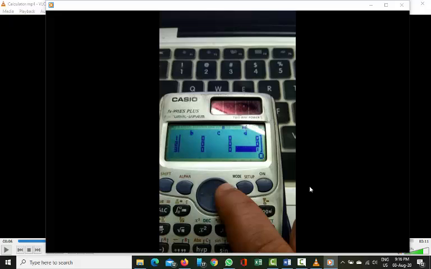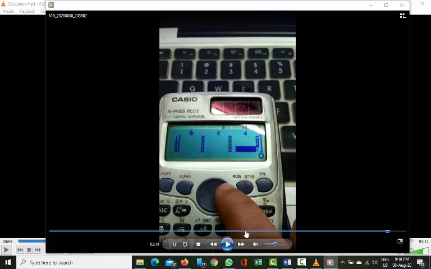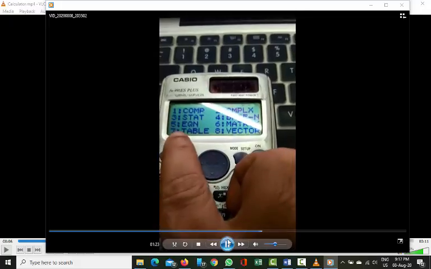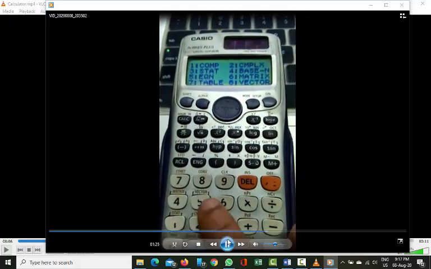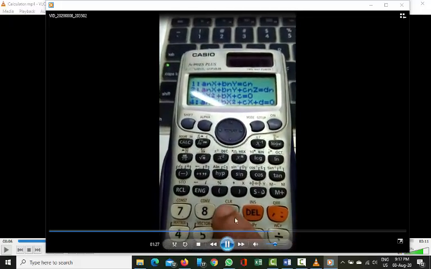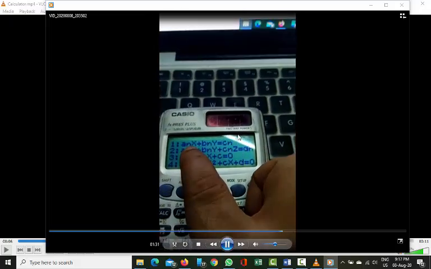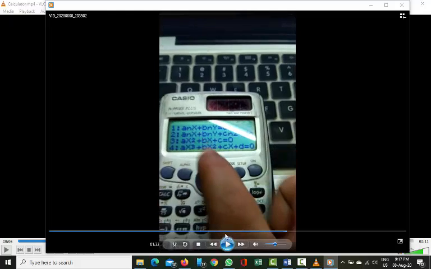So this way you can use this calculator to get the values, right? But if you have 2 variables in the equation, after you enter equation mode, you should choose number 1. Here in number 1 we have 2 variables. If you have 2 variables in the equation, you will choose number 1.